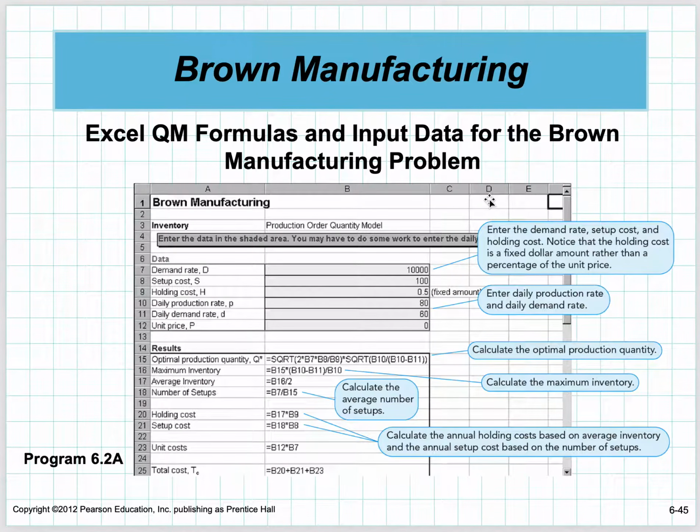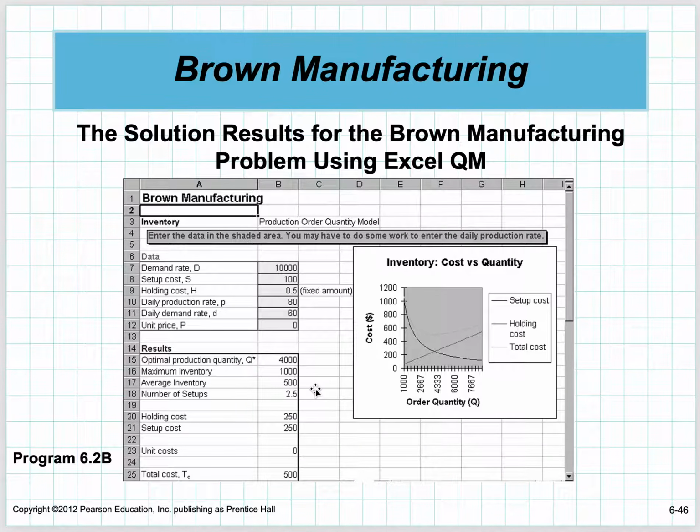So now you use the production run model, 10,000, their setup costs 100, 50 cents, fixed amount again. Daily production rate 80, daily demand rates 60. Again, we don't need the unit price. Here's the equations that go with it, which you can study if you so choose.